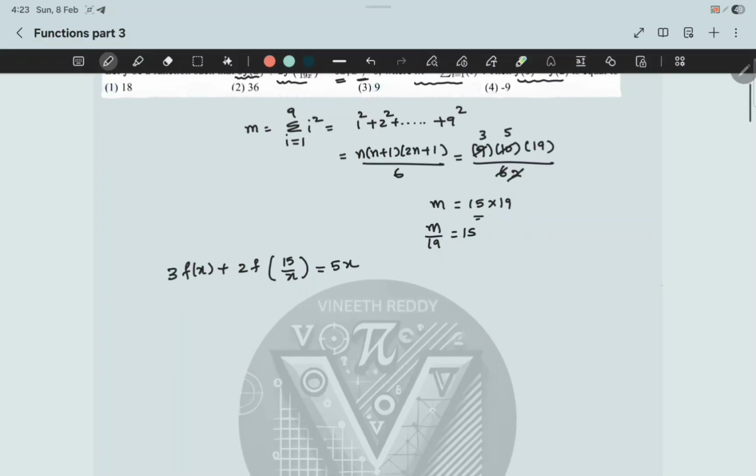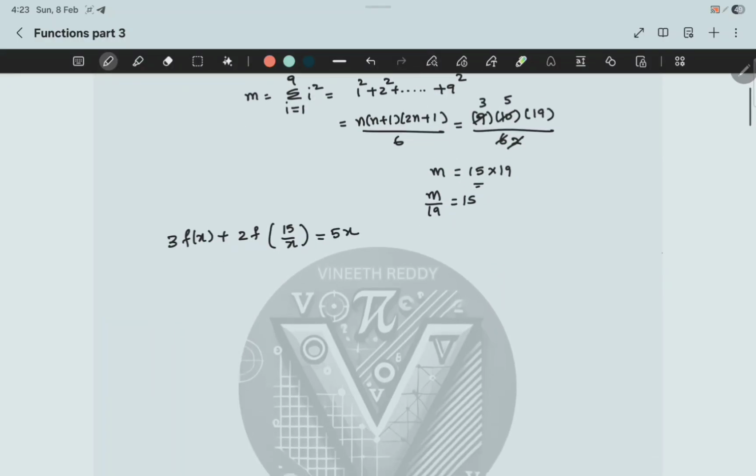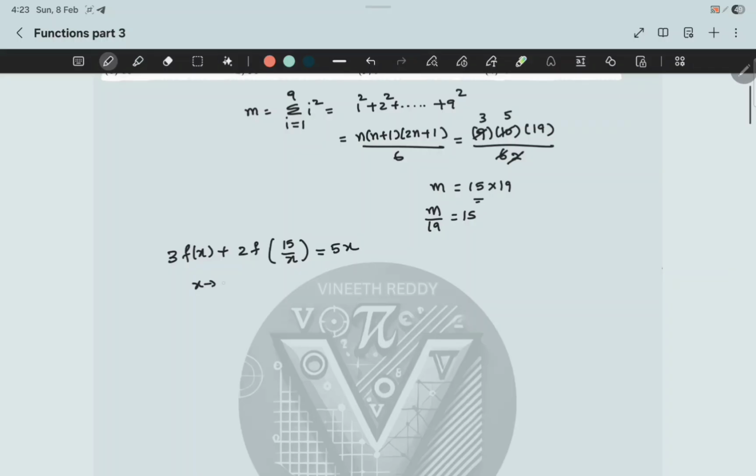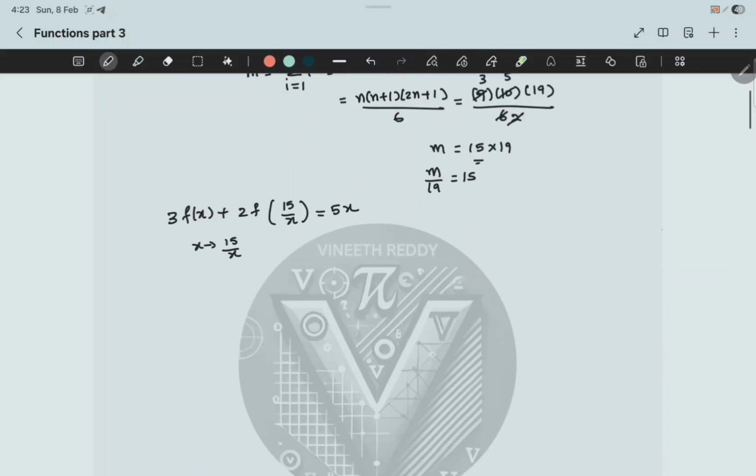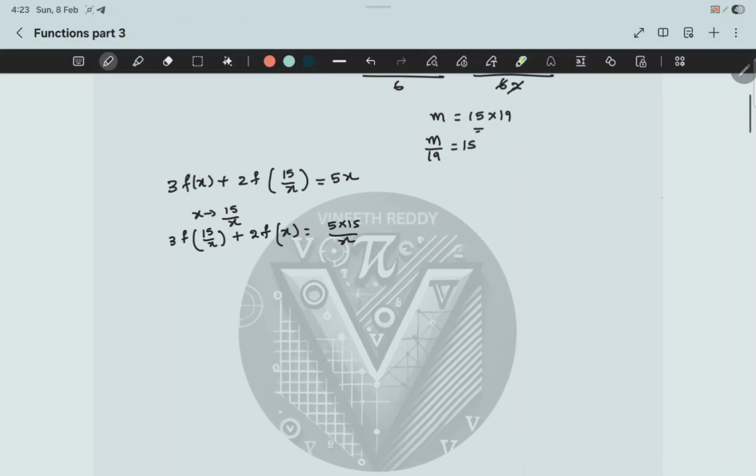So dear students, यहाँ से तो सबको पता ही होगा क्या करना है. हमें x को 15 by x से पहले रिप्लेस करना है. तो क्या आएगा भाई 3 times f of 15 divided by x plus 2 times f of, अच्छा x को 15 by x रिप्लेस करेंगे तो 15 divided by 15 by x, ये क्या आएगा भाई x आएगा ना. तो यहाँ पे तो हम x लिखेंगे. So that is equals to 5 into 15 divided by x. तो हमें ये दो इक्वेशंस को सॉल्व करना है to find the value of f of x.